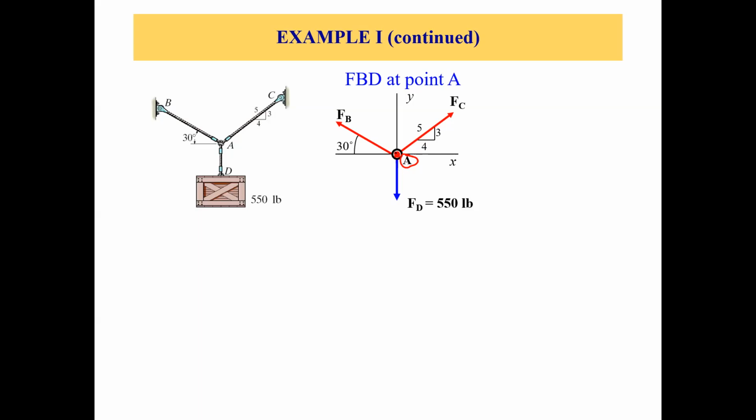Once we have these three forces, then step three, we need to see what is known and what is unknown. In this case, we already know FD. We have a weight of 550 pounds, so FD equals 550 pounds. So we have one known force, and FC we need to find, and we also need to find FB. And then we have this angle of 30 degrees, and we have this triangle ratio, 3, 4, 5.